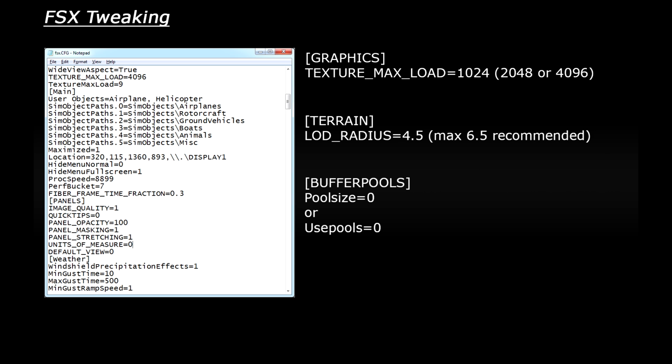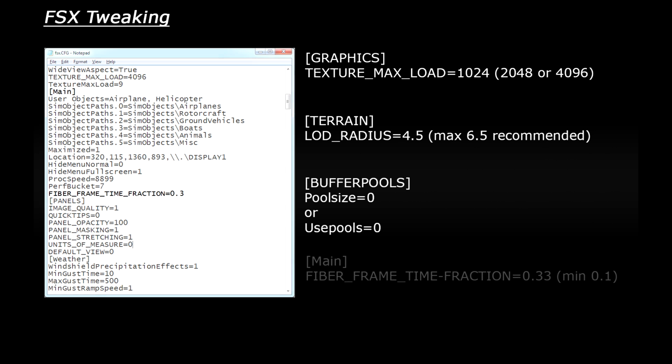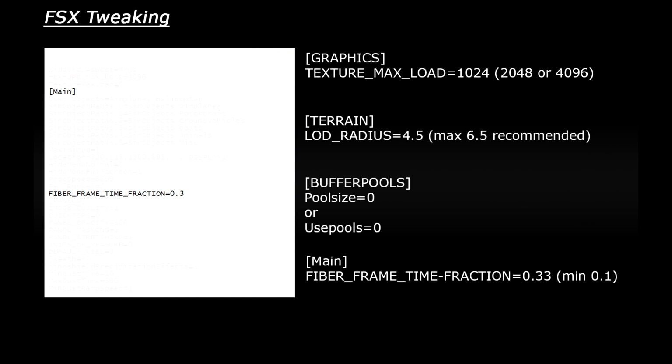The next one can be found under the main heading, and the line you're looking for is FIBER_FRAME_TIME_FRACTION. This tells the simulator how much time to spend loading scenery and textures. By default, it's set to 0.33. The lower this number is set to, the faster the textures will load. However, there is a risk that they won't get loaded properly. I've seen people set this as low as 0.1.